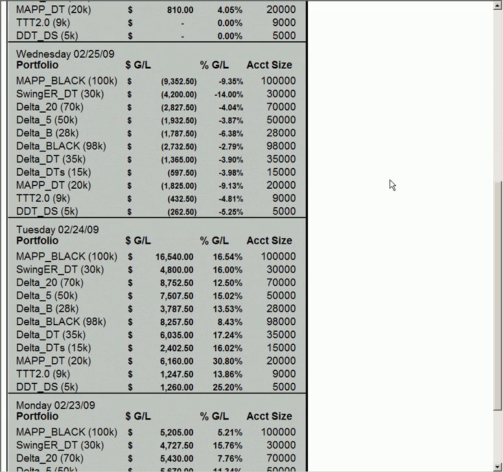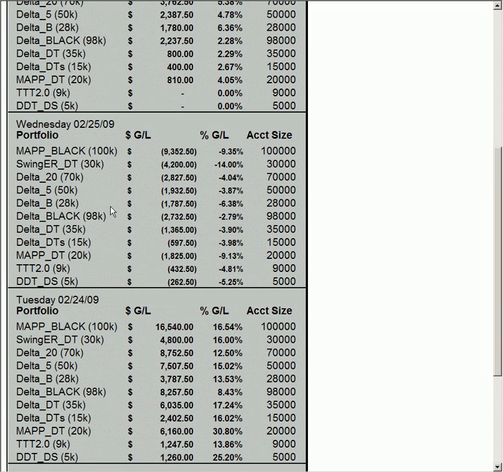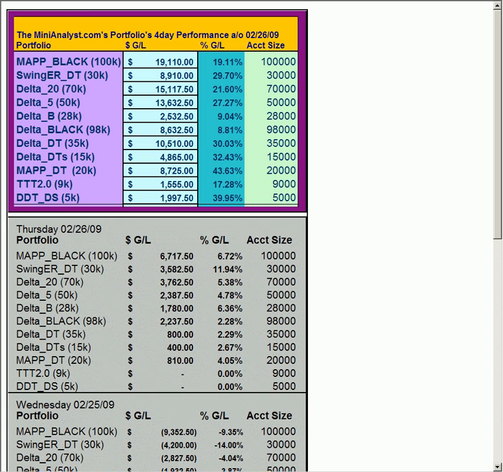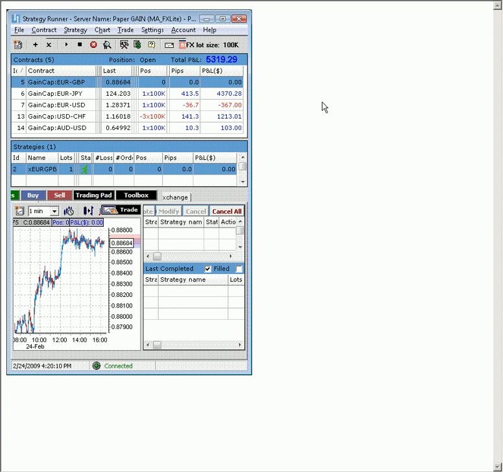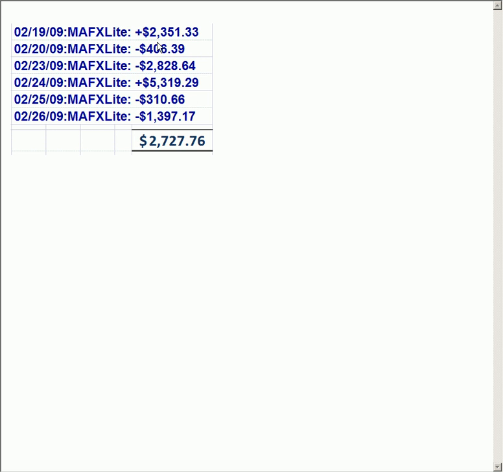Just one day of losses for the week was Wednesday, and as you can see, the very aggressive swinger DT putting in a loss. MAFX Lite actually had a banner day on the 24th. So that was a very impressive day, which was Tuesday. $5,300 was the gain for the MFX Lite, and if you look at the actual portfolio, it's up over the last 5 days, almost 30% for the last 5 days. There, of course, is that banner day on Tuesday.